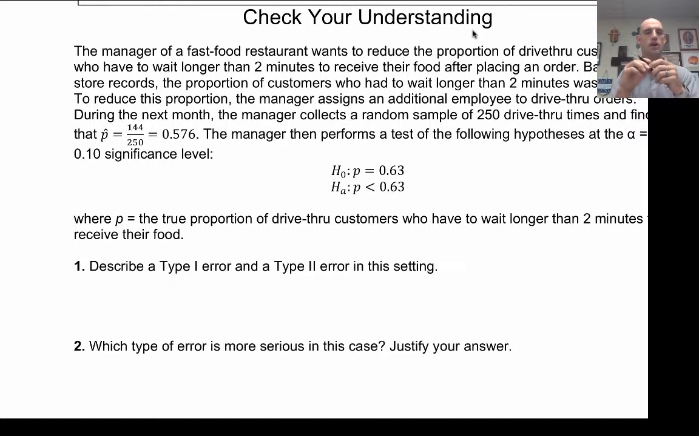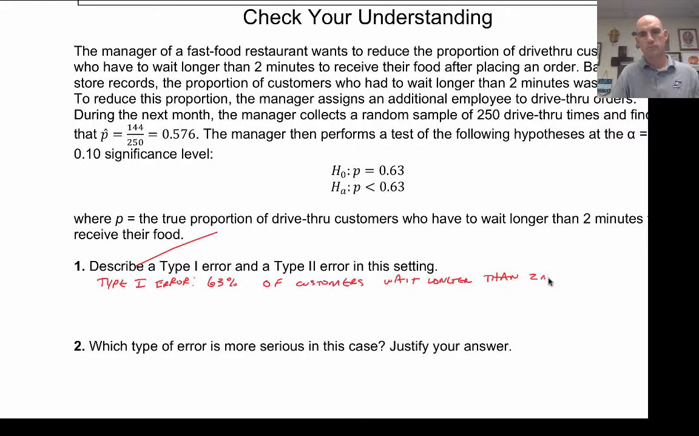P is the true proportion of drive-through customers who have to wait longer than 2 minutes to receive their food. So it says describe a type 1 and a type 2 error. A type 1 error would be this. The null hypothesis is actually true, but we make the wrong decision. So the null hypothesis being true would mean this: 63% of customers wait longer than 2 minutes.